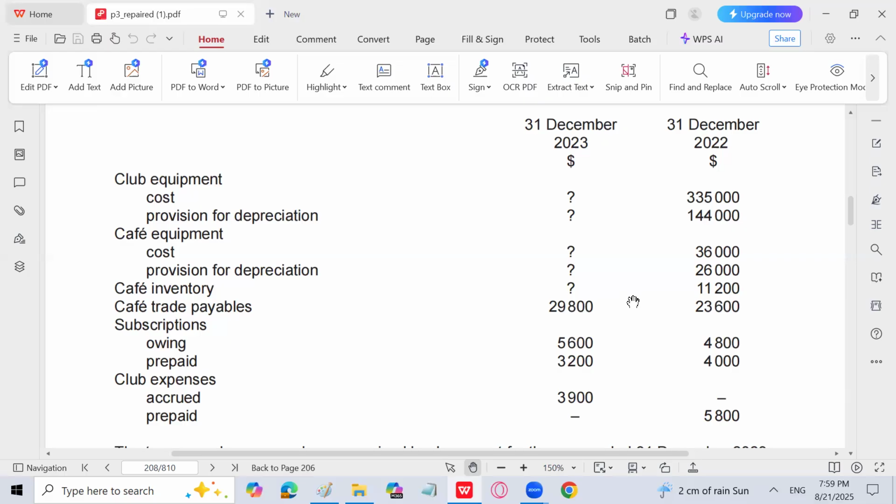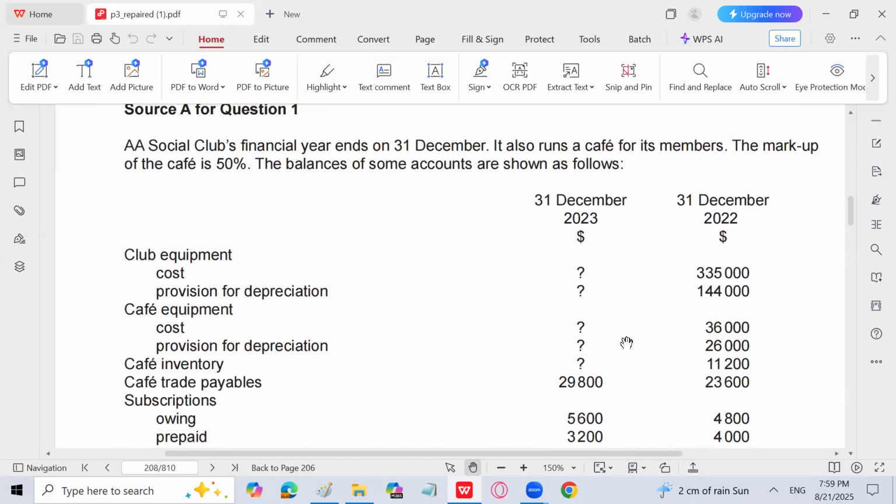Second thing, which is very, very usual nowadays in every topic, in every chapter, is that the examiner wants us to go reverse. Go reverse means markup and margin is given in the question, and you have to go reverse to find the missing figure. Like in this question, May-June 24, 32, non-profit organization.